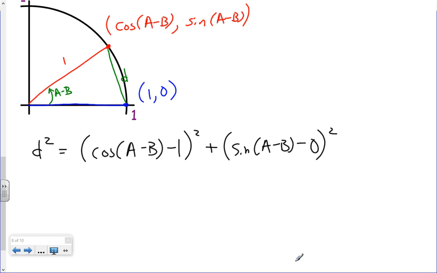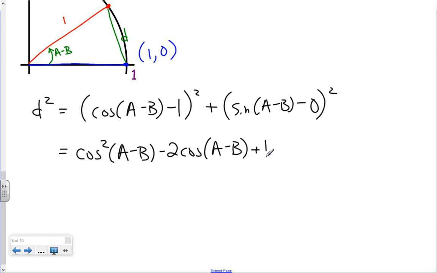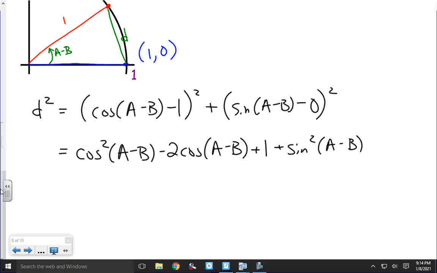That's actually going to be pretty nice because I won't have a binomial there to deal with. That square is pretty easy. We're going to go through and square this out just like we did up above. So you've got a binomial when you square it. Remember, you get a trinomial here. So we got cosine squared of a minus b, and then minus 2 times the cosine of a minus b, and then plus 1. And over here on the right, when we square that, we're just going to get a sine squared of a minus b.